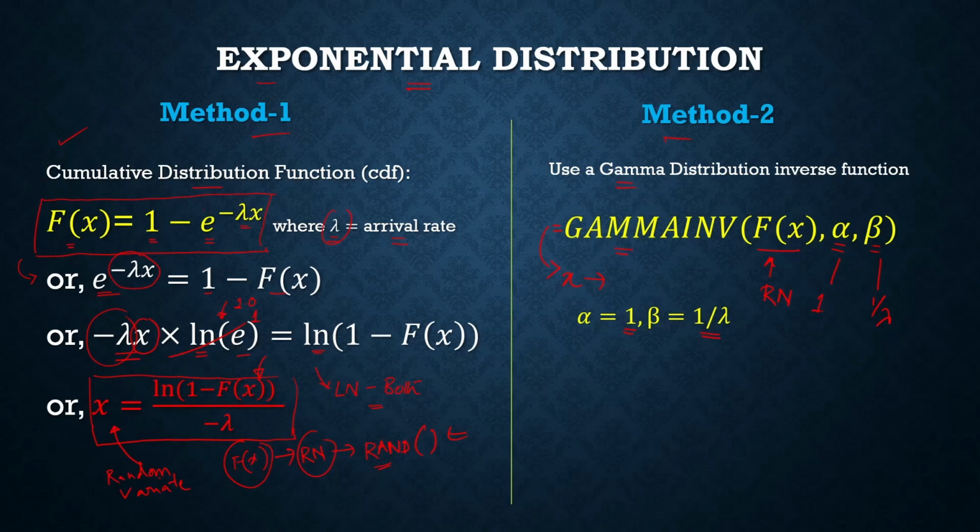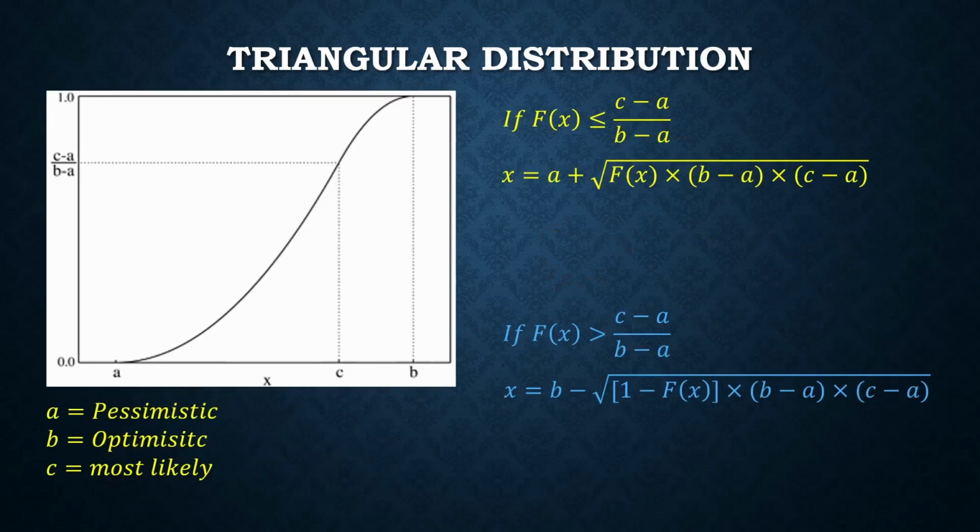So that is all about exponential distribution. So let us understand the triangular distribution. In case of triangular distribution, suppose the random variate x is following triangular distribution, and then it will have three parameters: a, b, and c. A is the pessimistic value, C is the most likely value, and B is the optimistic value. And by pessimistic and optimistic, I mean A will always be less than B, right?